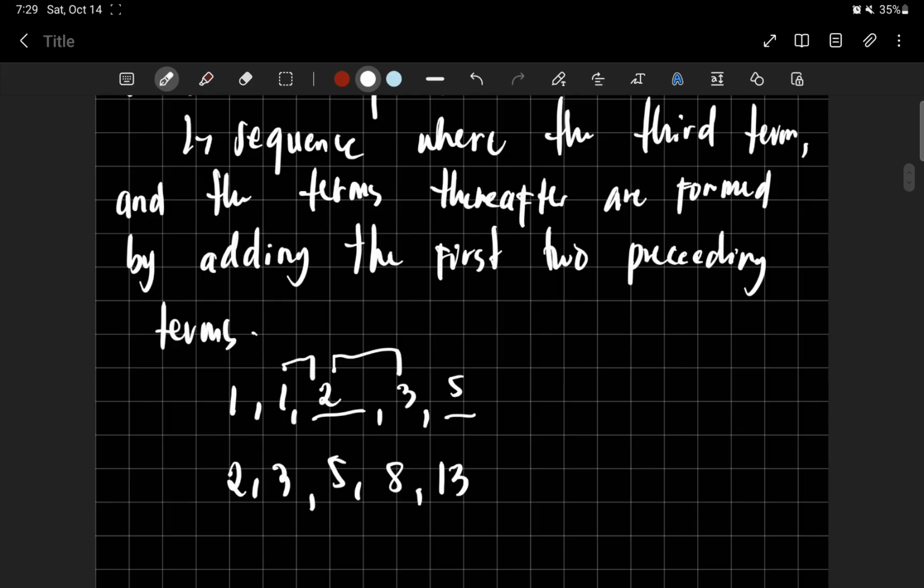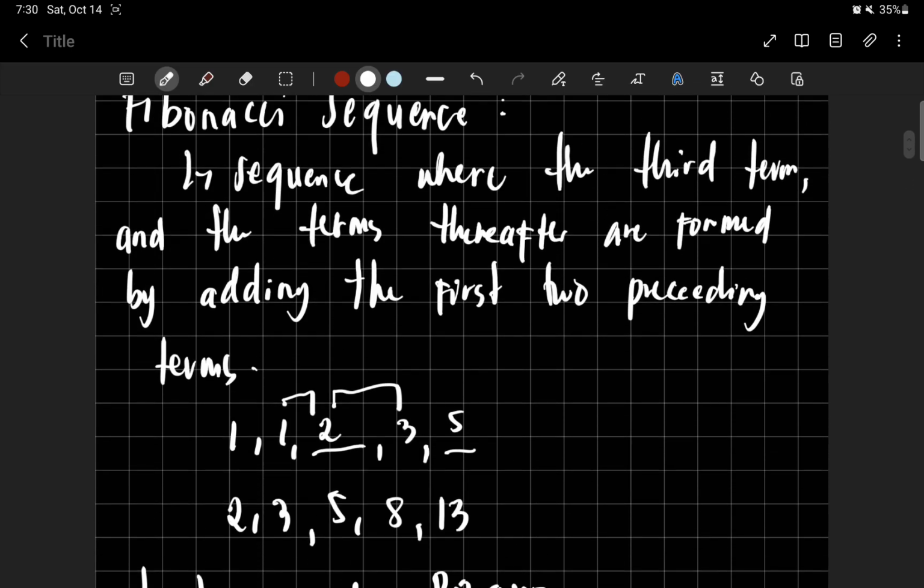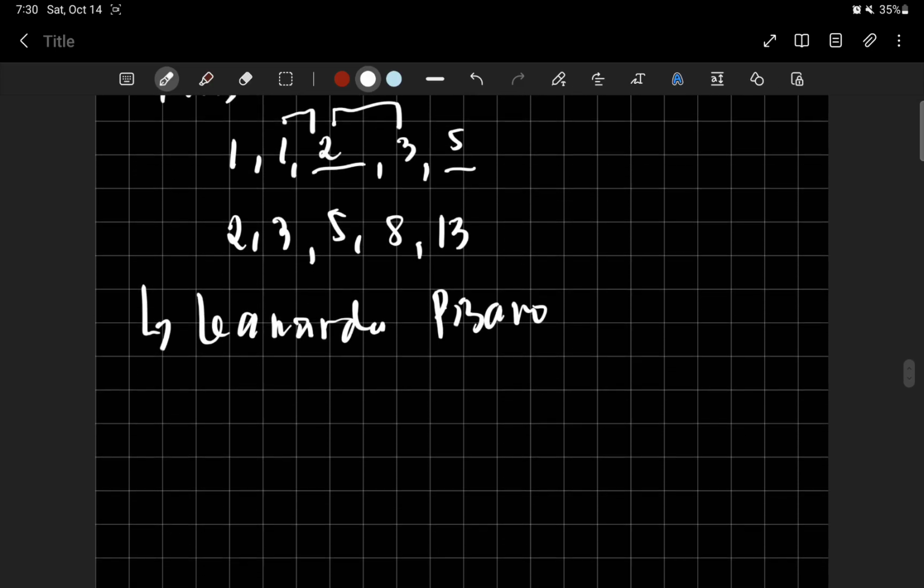But let's discuss saan nga ba nagmula yung Fibonacci sequence. So it was named by Leonardo Pisano. So si Leonardo Pisano, sa kanya ipinangalan yung Fibonacci sequence because of his nickname, Fibonacci. Okay? So nabuo niya yung Fibonacci sequence by the rabbit experiment.